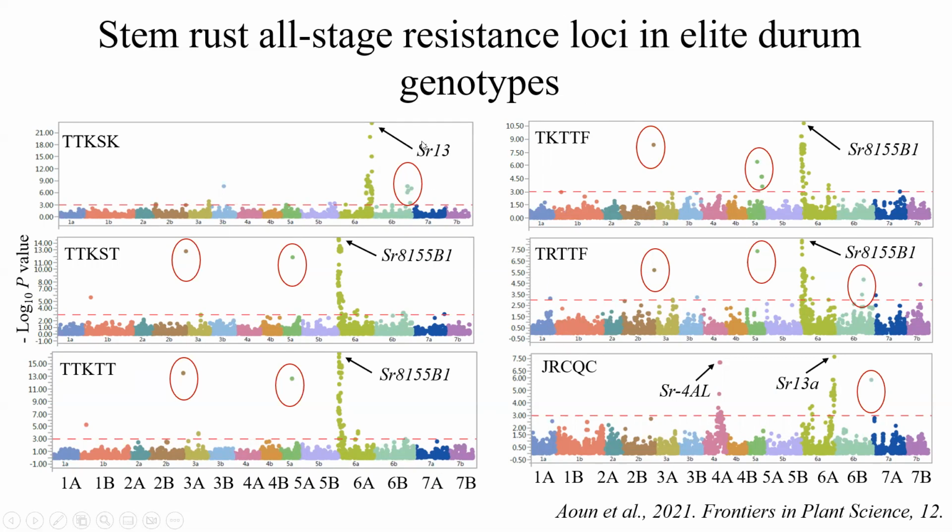We identified mainly 3 genes: Sr13, Sr8155B1, which is close to Sr8, and Sr4AL, which is close to the stem rust resistance gene Sr7, or it can even be an allele of Sr7 or tightly linked to Sr7. But we also identified some novel loci, highlighted here with these red circles, that require further identification and characterization.